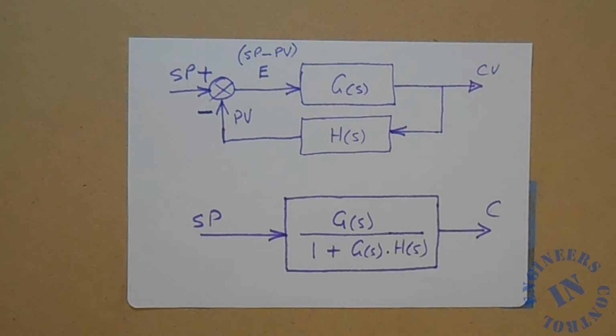You remember this equation, that the closed loop transfer function is G over 1 plus GH, and this is a very important equation to remember for control engineers. What we have covered so far lays the foundation for the serious control theory.